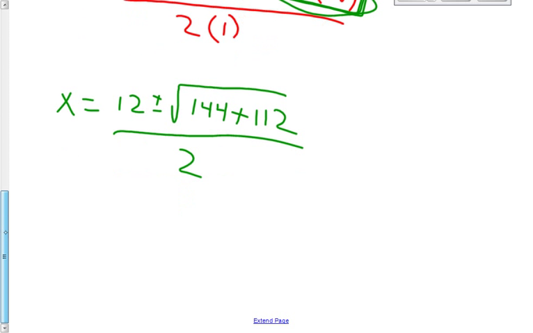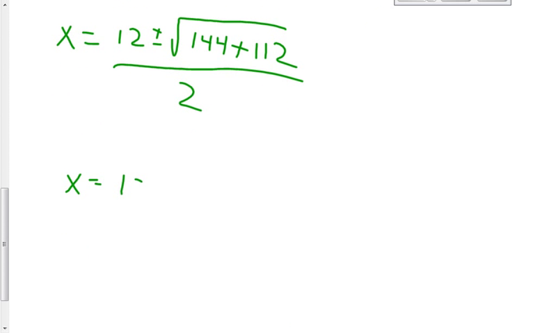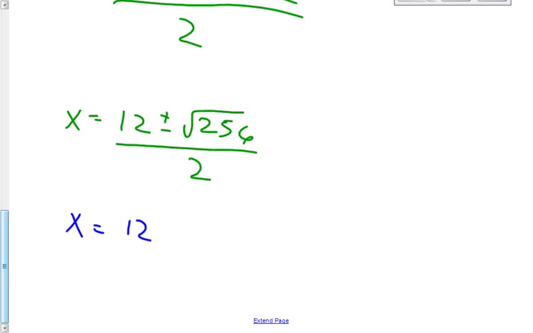So now simplifying the radical, 144 plus 112 gets us 256. So x equals 12 plus and minus the square root of 256 divided by 2. Simplifying the radical, what is the square root of 256? Hopefully you say it is 16. So x equals 12 plus and minus the square root of 256, which is 16, all over 2.